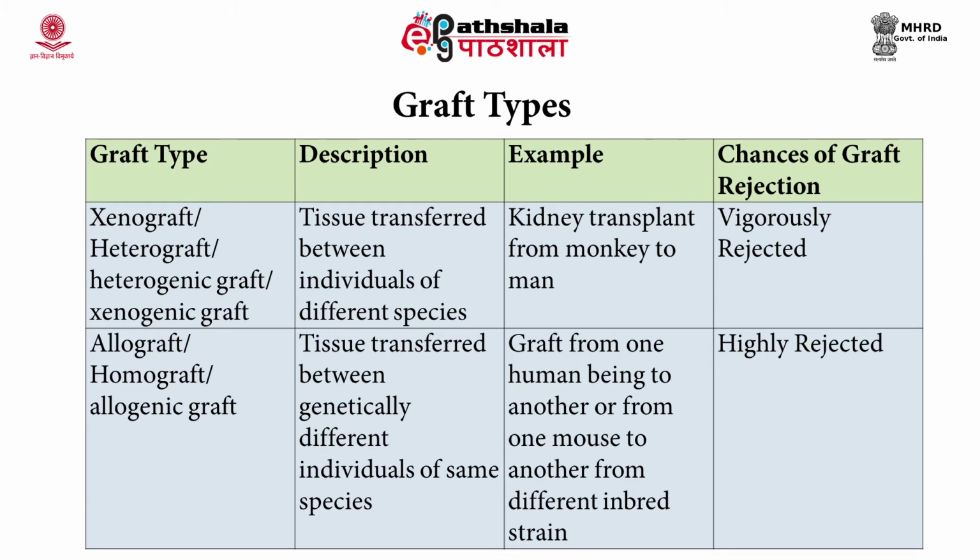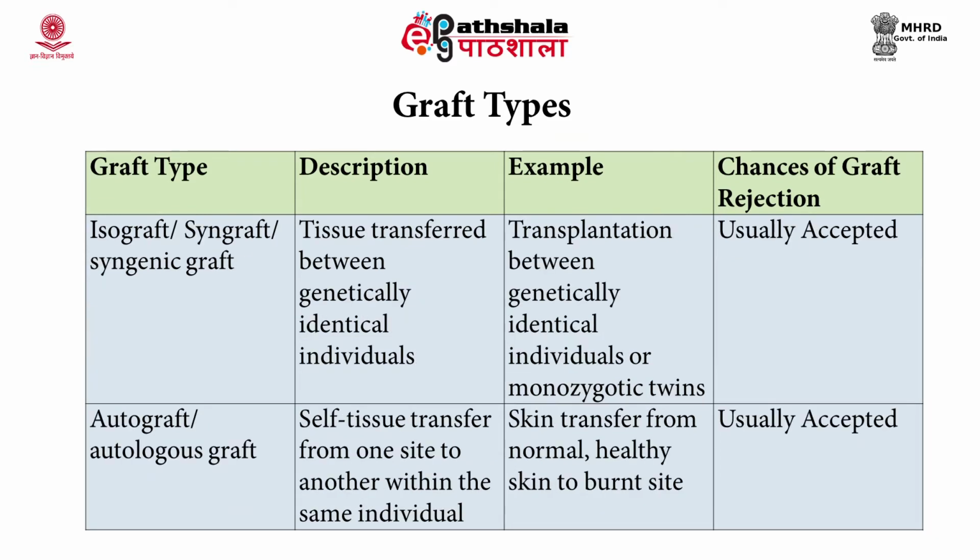Let's move on to see what are the various graft types. The grafts can be classified according to the degree of variation between donor and recipient. Accordingly, the degree of immune response to a graft varies with the type of graft. Different types of graft transplant are denoted as xenograft, allograft and isograft. Here you can see the various graft types, how they are described, various examples and what are the chances of graft rejection associated with each graft type.